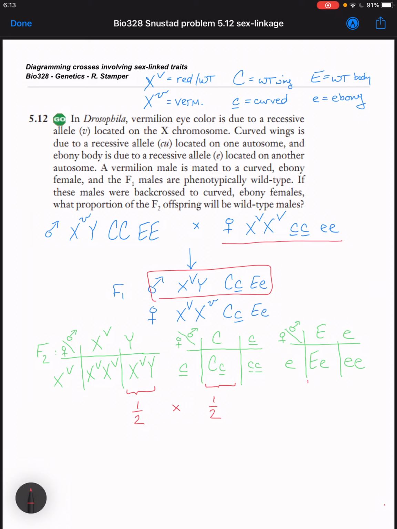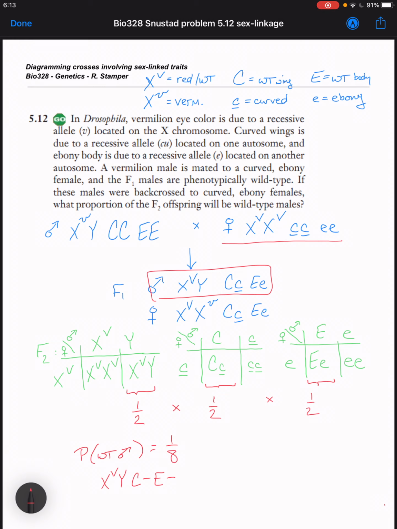And I need them to have wild type body color, which was 1 out of 2 in my third Punnett square. So the question is, what's the probability of having a wild type male which has the genotype wild type there, wild type there, and wild type there? That's 1 out of 8.